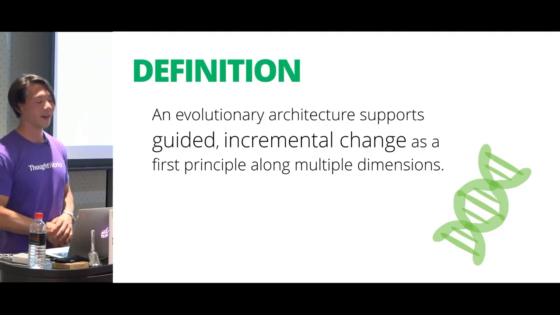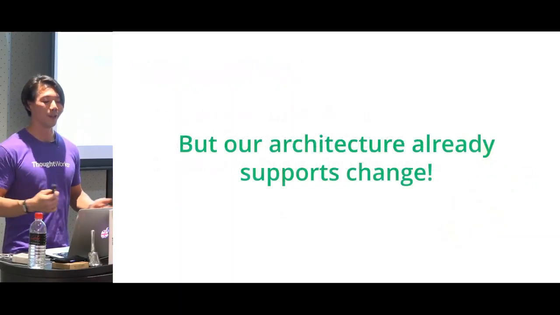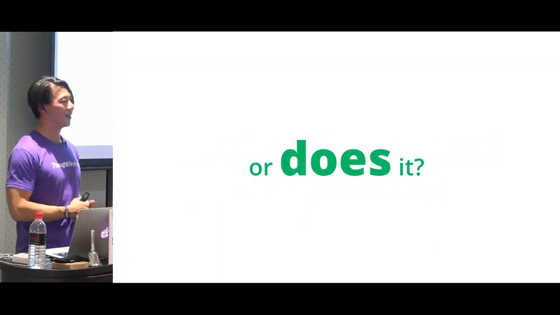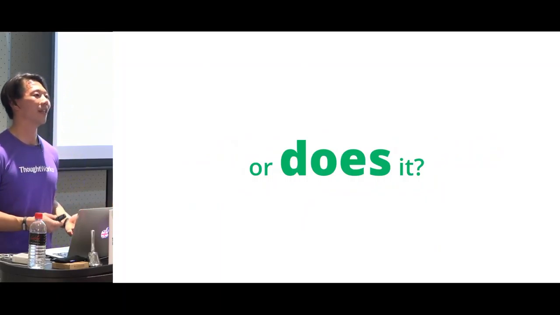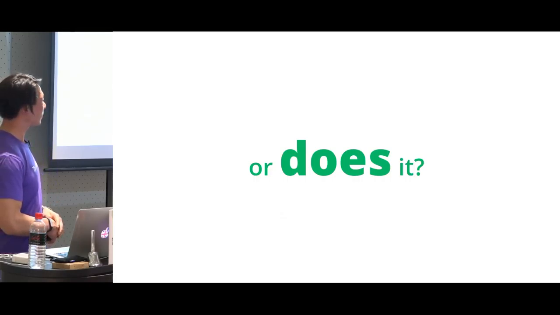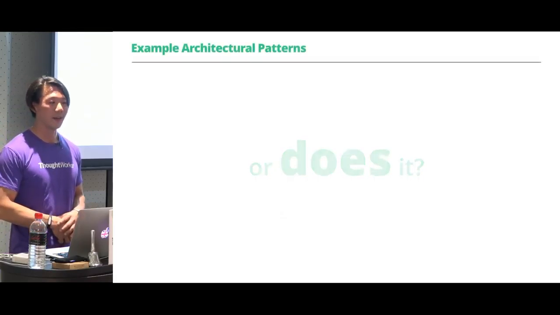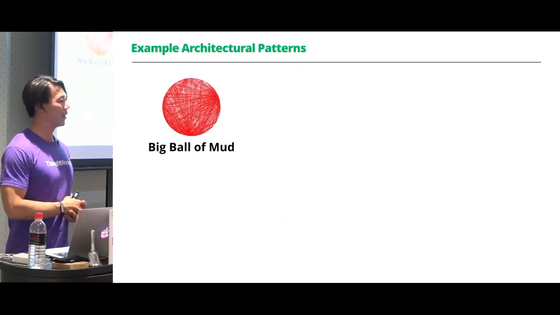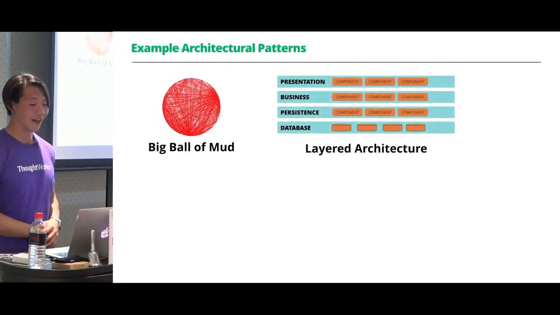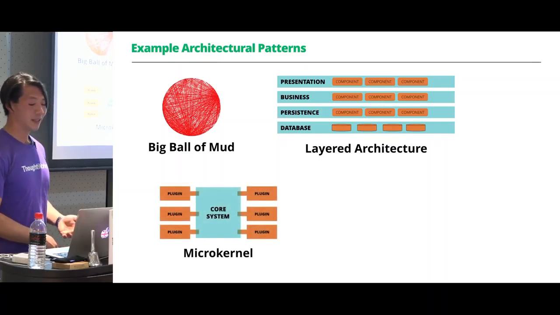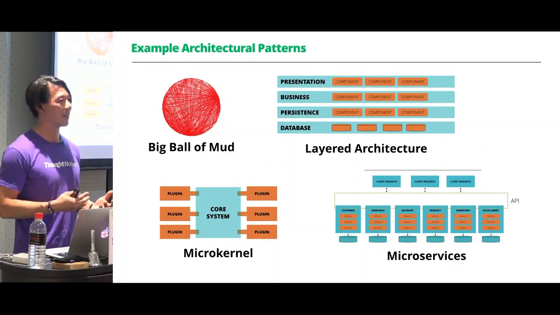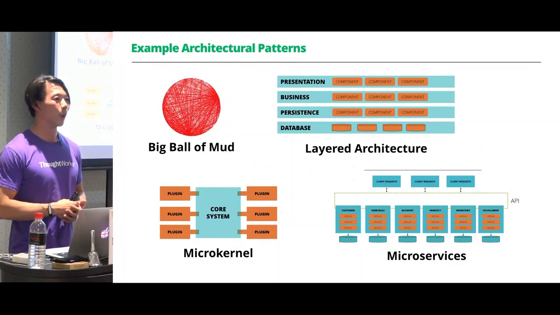So you may think, well, we have architecture that supports change. Well, we'll have a look at a few. We'll question whether or not these architectures actually support change in multiple dimensions. So some of these architectures that we'll look at are maybe your classical big ball of mud or your monolith. We'll have a look at layered architectures. We'll have a look at microkernel. And lastly, we'll look at microservices. And we'll have a look at each of these through a dimension of understanding how well does it actually support change.